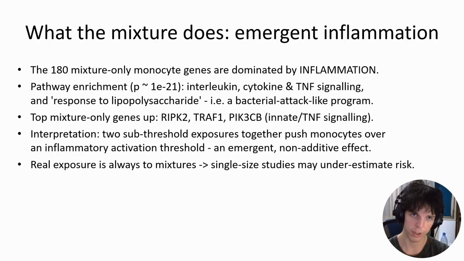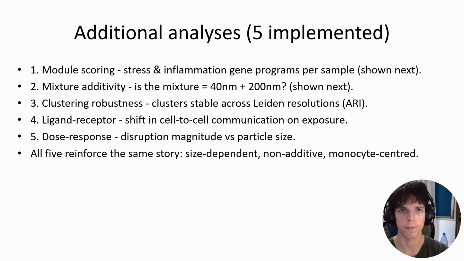So 40 and 200 nanometers each cause small subthreshold changes, but together they push the monocyte over the edge into an inflammatory state. And since real exposure is always a mix of sizes, testing single sizes alone could underestimate the risk.